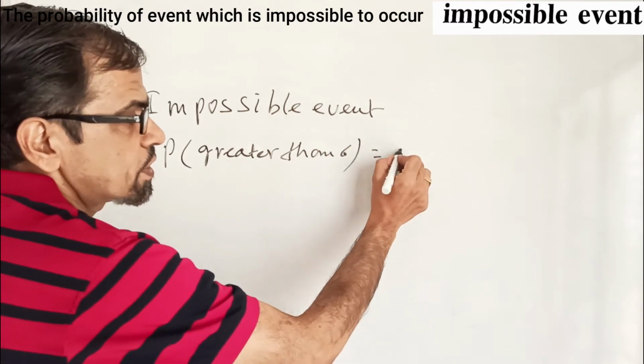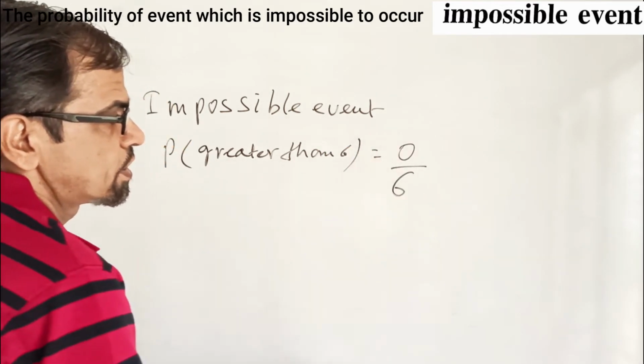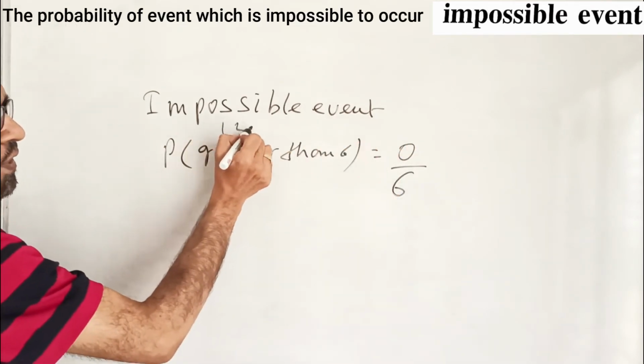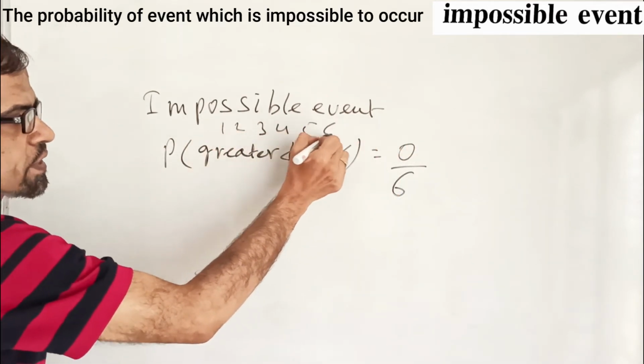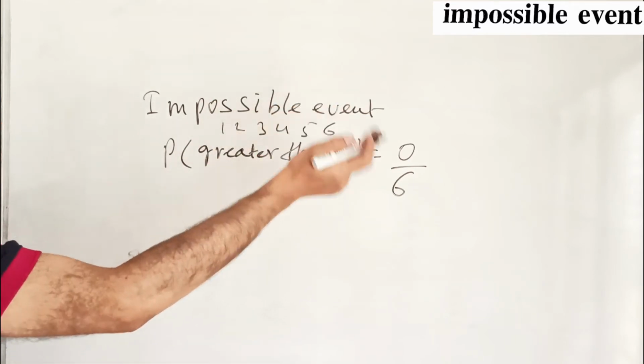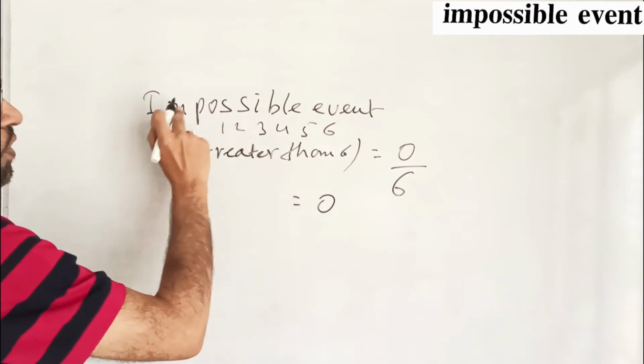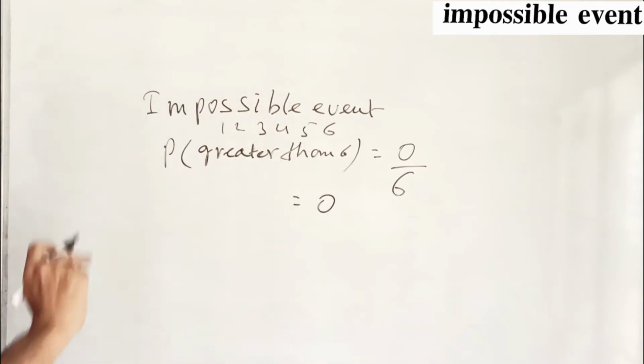Probability of the event means probability of that number which is greater than 6. There is no such number, so we will write 0 upon 6 because total numbers are 1, 2, 3, 4, 5, 6. Greater than 6, no number is greater than 6. So it will be 0 upon 6. So answer is 0. So impossible event numerical value is 0.